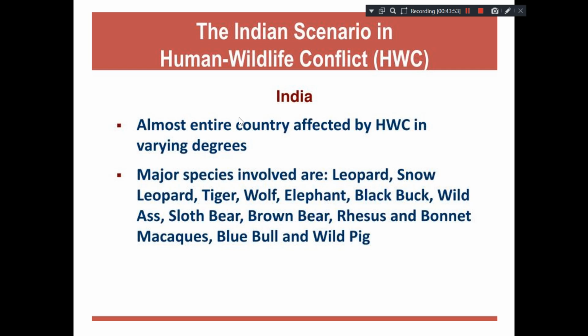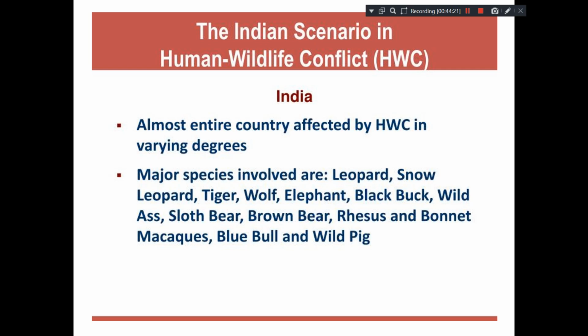Almost the entire country is affected by these human-wildlife conflicts. Most major species involved in the conflicts are leopards, snow leopard, tiger, wolf, elephants. This morning I read in the newspaper that near Mundgod the wildlife have started raiding agriculture farms. Like that, black buck, wild ass, sloth bear, brown bear, rhesus and bonnet macaques, all monkeys, blue bull, wild pig.